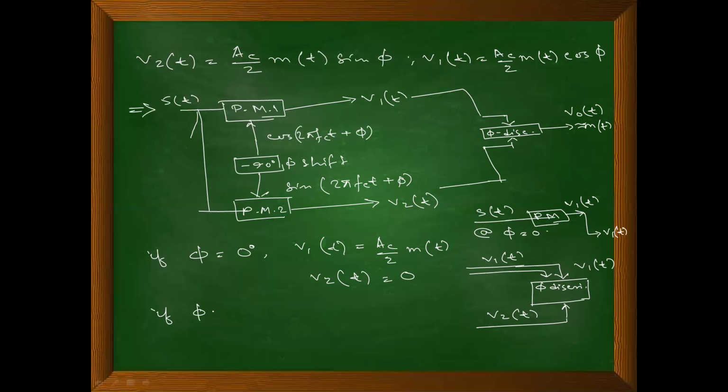If phi equals 90 degrees, V1(t) will be 0 and V2(t) will be Ac by 2 m(t). So at phi equal to 90 degrees, I will get V2(t). So see, in this case, no null effect or quadrature null effect occurs, due to which the Costas loop is introduced. So this is all about your DSB-SC demodulator circuit.